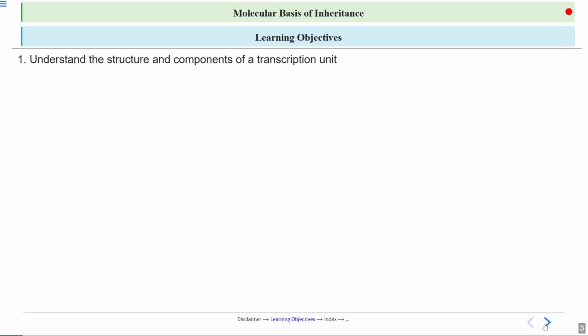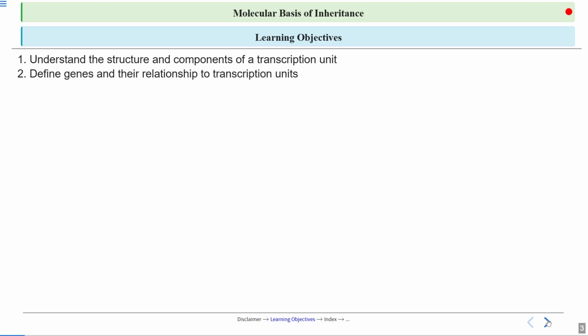So what are the learning objectives of today's class? First, we will understand the structure and components of a transcription unit. In the previous class we studied what a transcription unit actually is: promoter, then the structural gene, and then the terminator. Today we are going to deal with it in more detail.